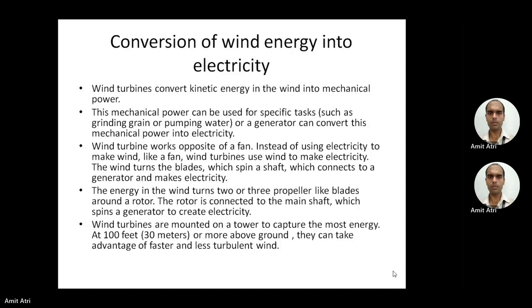The energy in the wind turns two or three propeller-like blades around a rotor. The rotor is connected to the main shaft, which spins a generator to create electricity. So wind turbines are mounted on a tower to capture the most energy. That is why we usually try to give it height. At approximately 100 feet or 30 meters above the ground, they can take advantage of faster and less turbulent wind. Means height is a big factor. The amount of energy which can be extracted from the wind depends on the height.